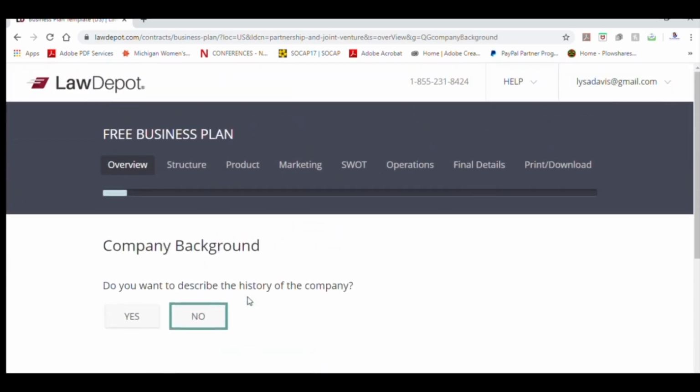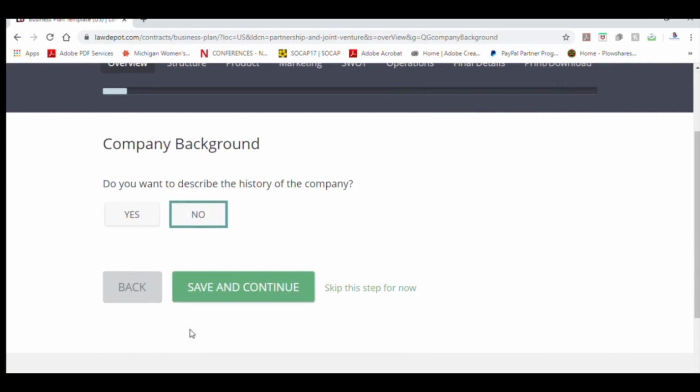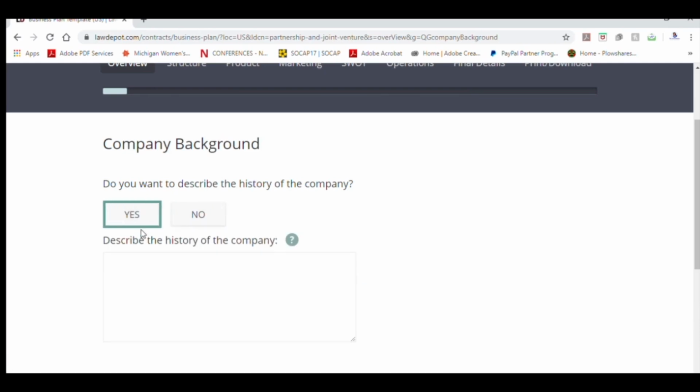Save and continue. Do you want to describe the history of the company? You can skip this step for now, but I always suggest you try to fill in as much as you can because it's important. The more information you have in the business plan, the more thorough it is. And I promise you, it is so interesting when you look back on these business plans and see what you wrote at the time of inception and where you are a year or so later, to see how much you've grown. So we're going to say yes, we're going to describe the history of the company.